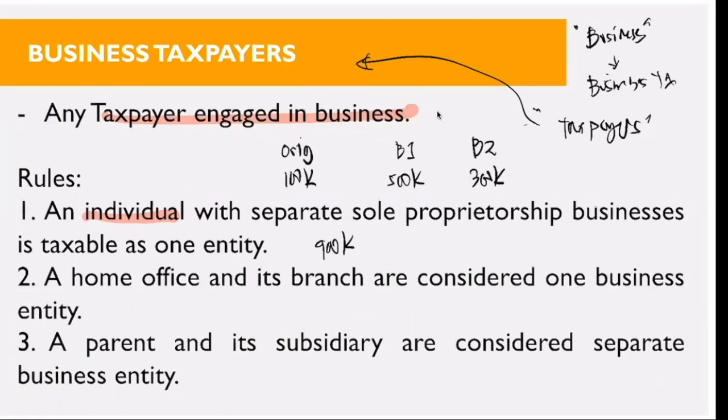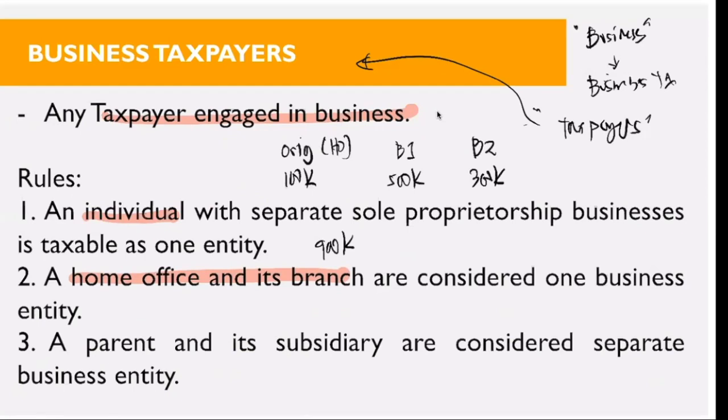Another rule, a home office and its branch are considered one business entity. Home office and its branch are considered one business entity. So in our example, the original is the home office, B1 is branch 1, B2 is branch 2.